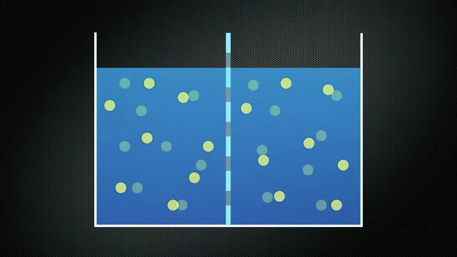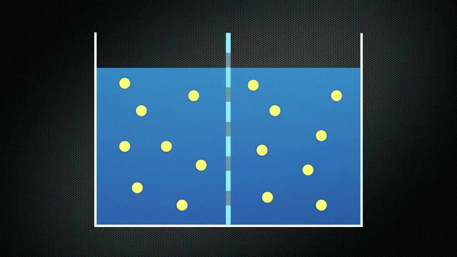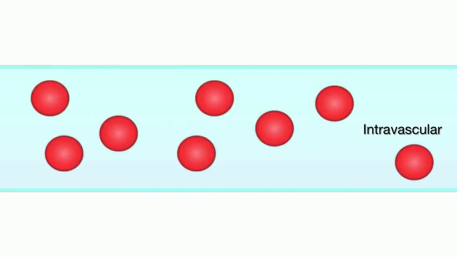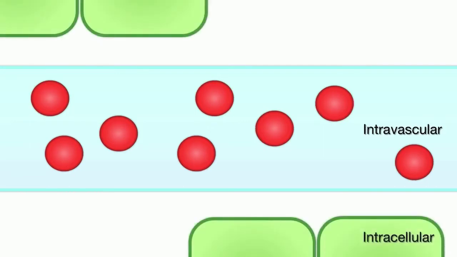Let's look at a clinical example of this by creating a diagram that represents compartments in the body. The intravascular compartment is the area inside blood vessels, with red blood cells bathed in plasma, here shown in blue. The intracellular compartment is the area inside the cells of the body, here shown in green. And the extracellular compartment is the area in between these two, that is, outside the blood vessels but not inside the cells. It's represented in this diagram in yellow.